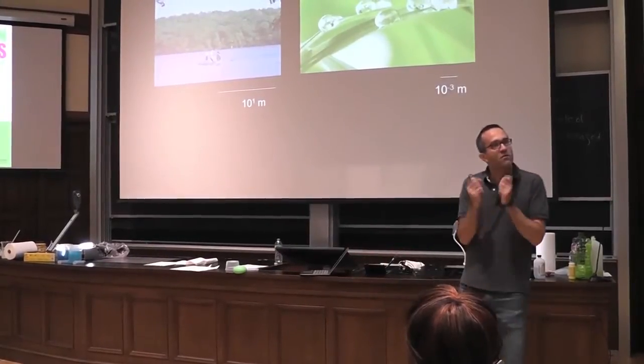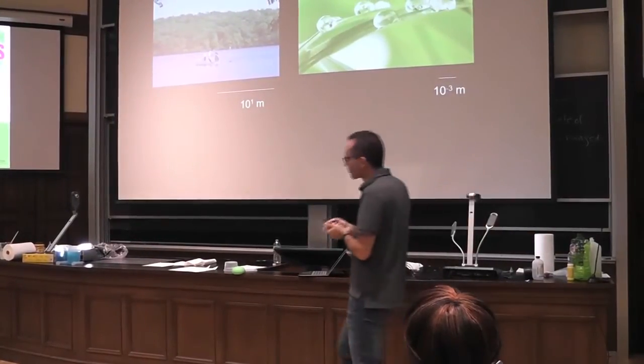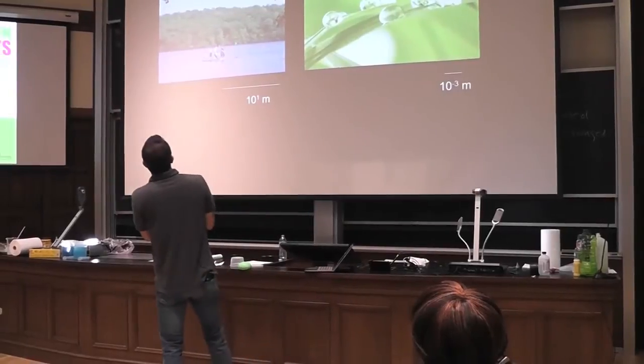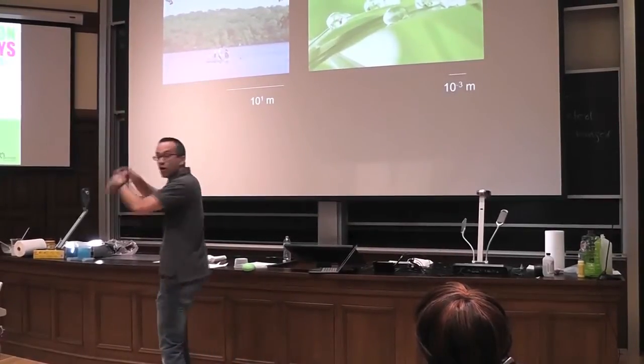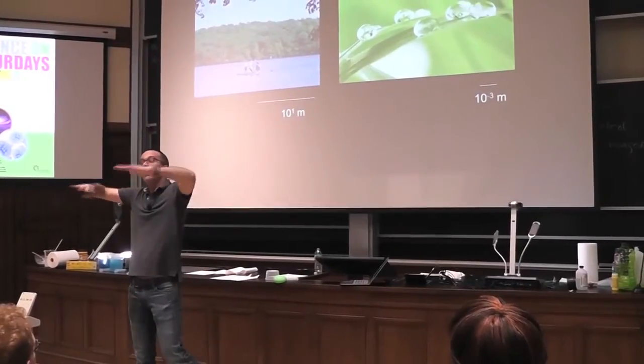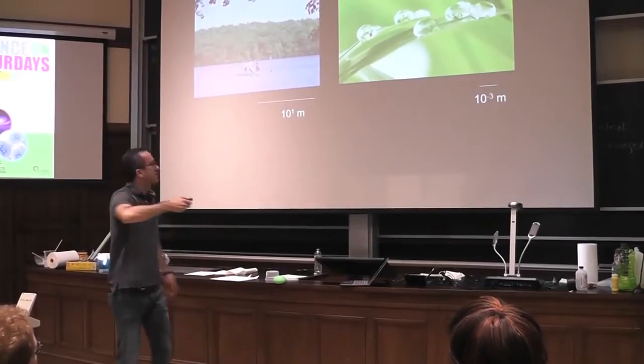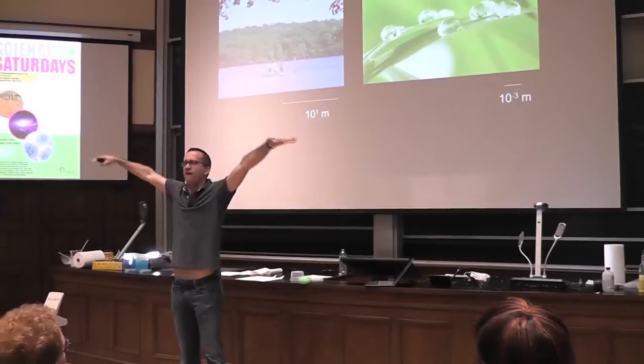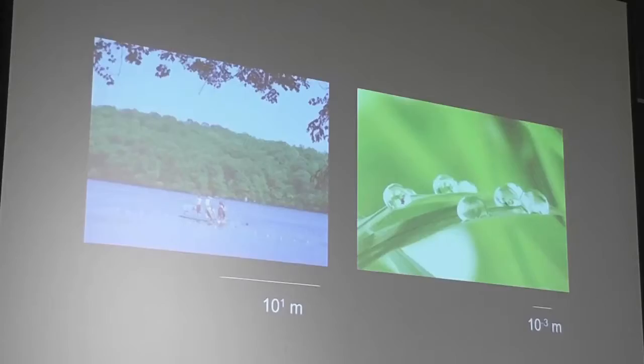Now, that was a little shtick about small and big. I want to focus on one particular aspect of small and big right now. I want to talk about why this drop of water is all rounded up, why a little drop rounds up even though a lake is nice and flat. Does anyone have a guess why a lake is flat? Why is a lake flat?